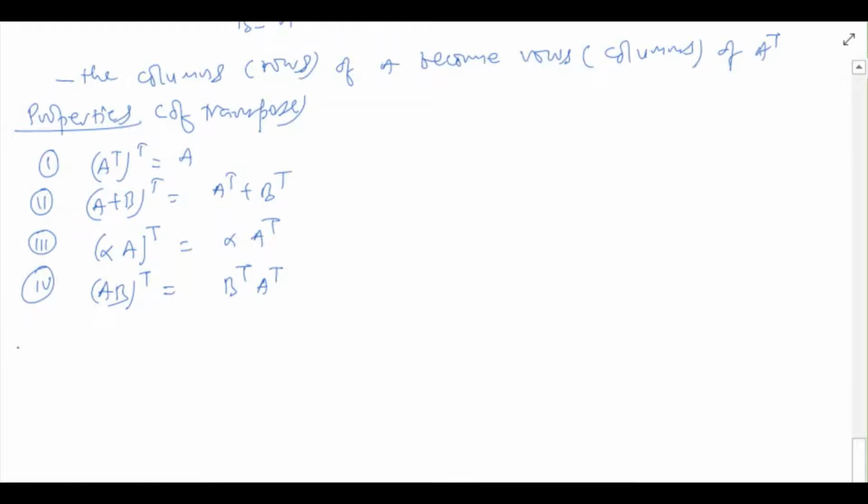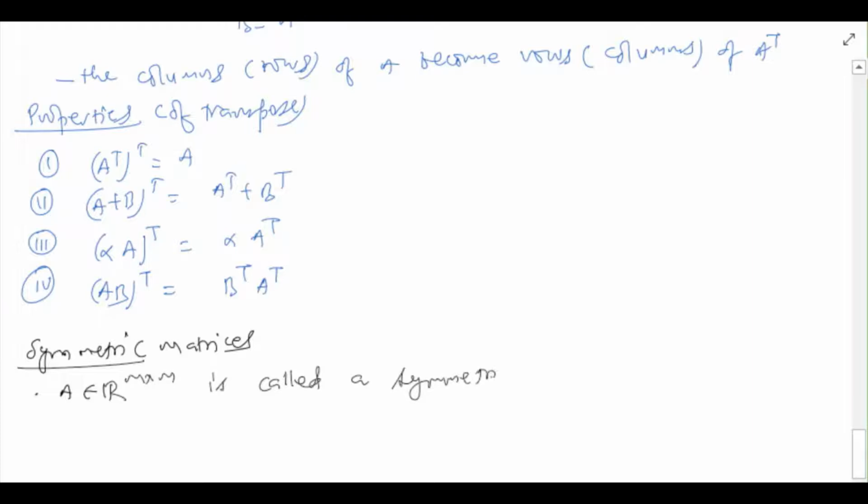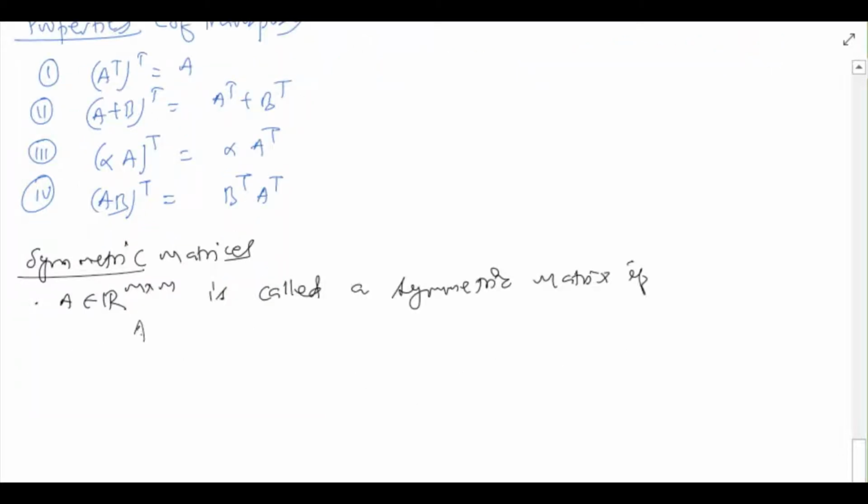Okay, let's define another notion, and that is of symmetric matrices. A matrix A is called symmetric matrix if it is same as its transpose, and clearly a symmetric matrix has to be a square matrix. It is called symmetric if A is equal to A transpose.